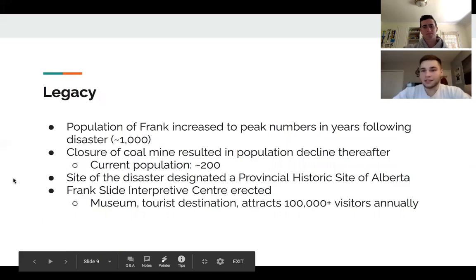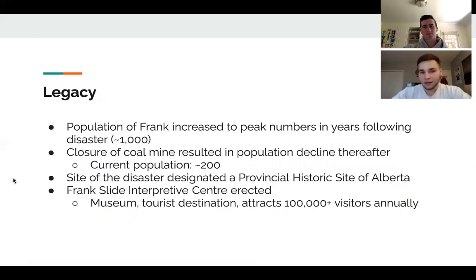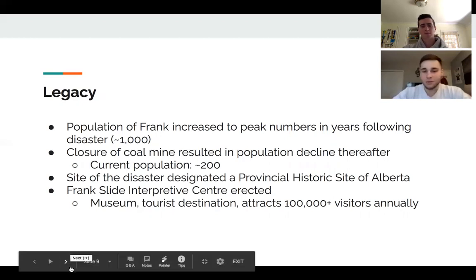Now, because of such a significant event, this did leave behind a legacy. Following the rock slide, the population in Frank increased to around 1,000, but then eventually the coal mine closed down, after which the population dropped to around where it is now, which is around 200. The site has recently been designated a provincial historic site of Alberta, which is just a designation given to a historic site in the province of Alberta. Pretty self-explanatory. And then finally, a museum was built at the site.